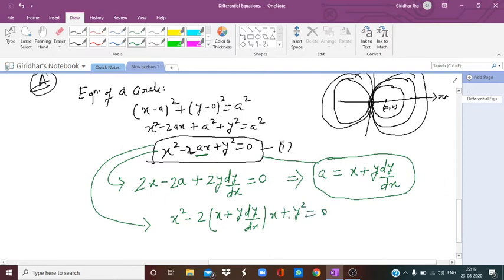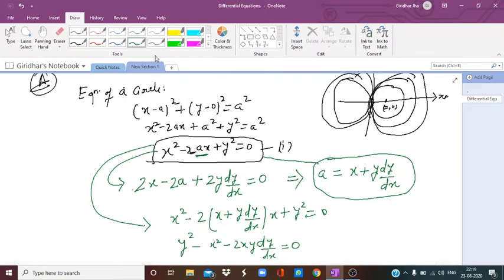If you want to simplify further, then you can simplify this entire thing. So at the end you will finally get the equation: y square minus x square minus 2xy into dy by dx equals to 0.